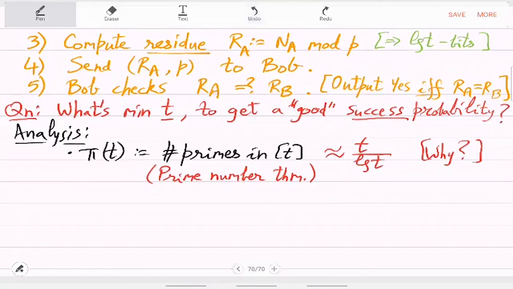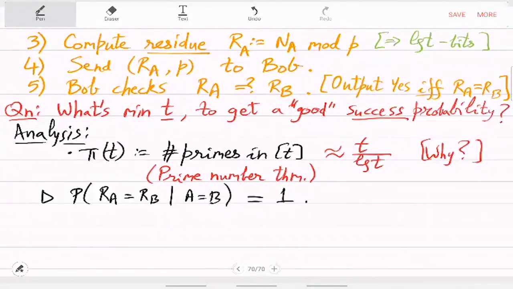The other property is that the probability that RA is equal to RB in case A is equal to B, the files are equal, is certainly 1. If the files are the same, the numbers are the same, so the residues are the same, they cannot be different. Now let us look at the case when A and B are different. In that case, we want to evaluate the chance that residues are different. If the residues are the same, that's an error.